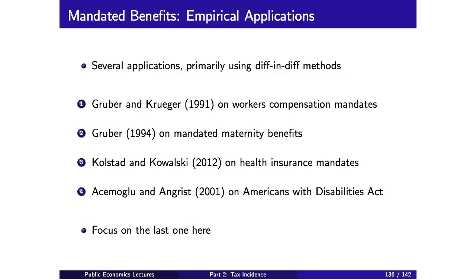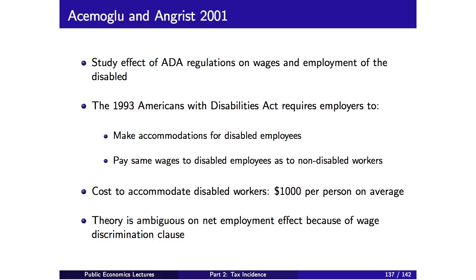Most of these applications use difference-in-differences methods. Because there isn't a great deal of methodological innovation in these studies, I'm not going to go through a bunch of these papers in great detail. Instead, I'm just going to focus on the last one by Acemoglu and Angrist on the Americans with Disabilities Act, because it has some nice insights on how mandated benefits can work in practice and how they interact with other regulations in the economy.